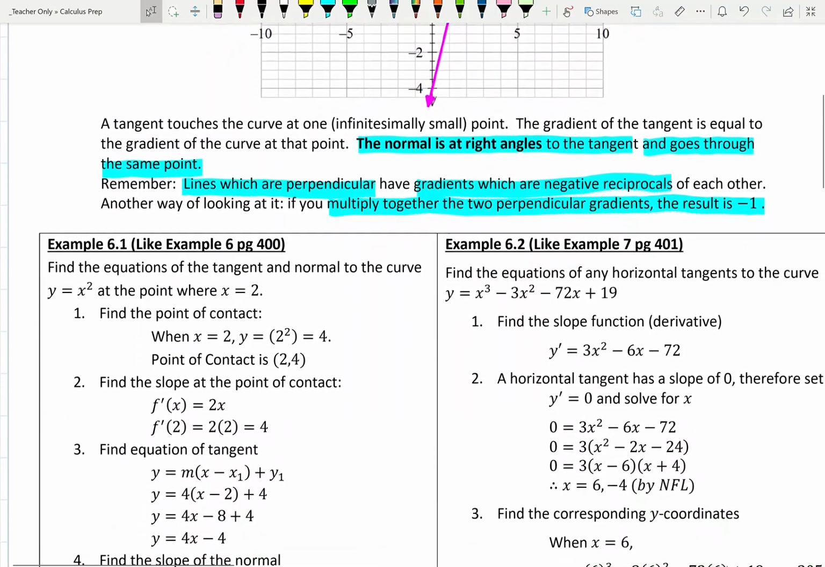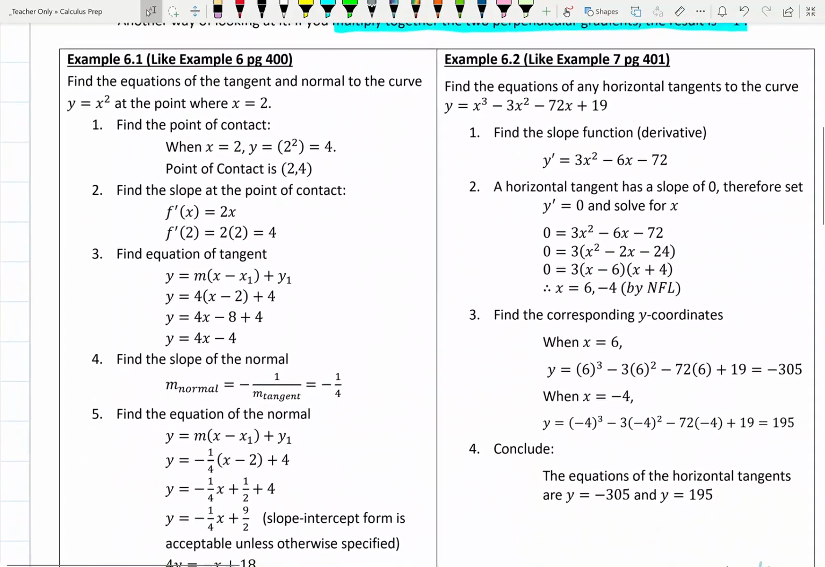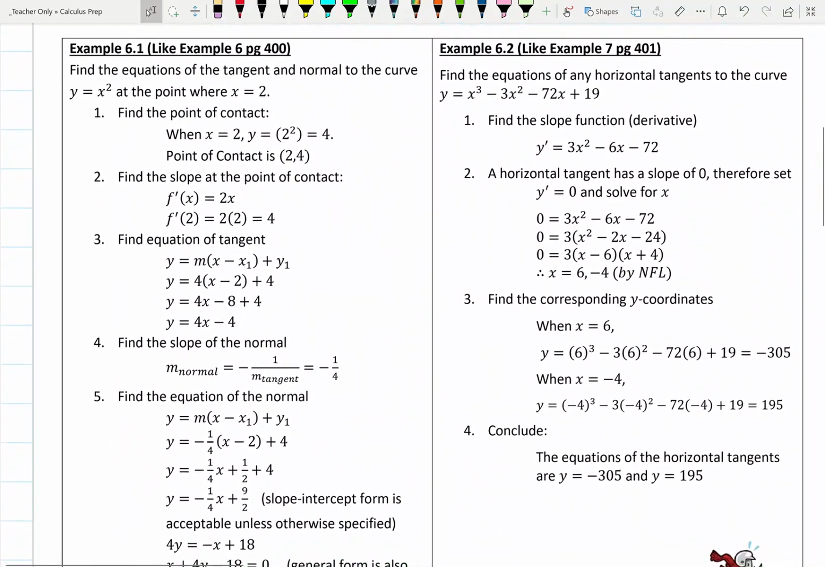All right, having a look at our examples, I've done all of the working for you in this one, and rather than talk you through every single line, I want to show you what the steps are, because there are certain steps that you must do in order to get the correct answer, depending on the exact question. So the first one, example 1, is asking us to find the equation of both the tangent and the normal. The curve is x squared, so in actual fact, it's the graph that we were just looking at, and the point of contact is x equals 2.